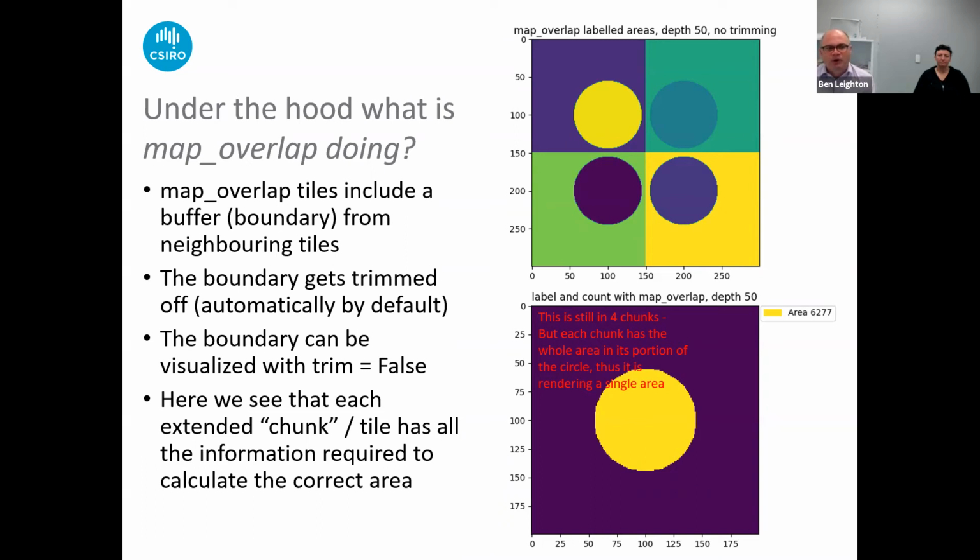So you can pass a parameter. Normally, we would not pass the parameter. We would use the default and allow trimming to take place. If you set that to false, though, you can kind of visualize what's happening, which I found to be pretty interesting. This is just the same image that we started with on the previous slide, just a circle in the middle.